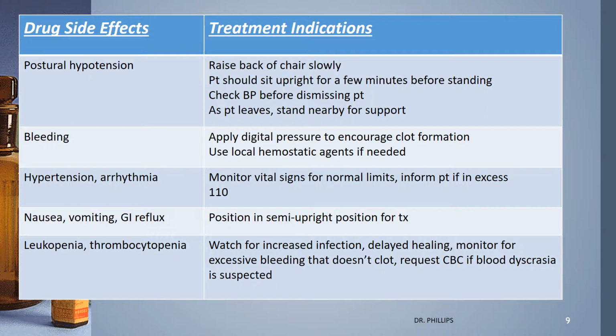Nausea, vomiting, or GI reflux. For these types of conditions, make sure that you place the patient in a semi-upright position for treatment. A supine position may aggravate especially the GI reflux, and the person could experience some nausea and vomiting from this.